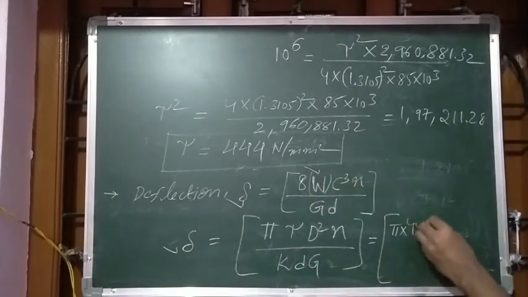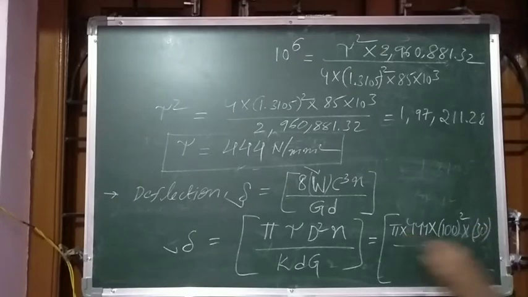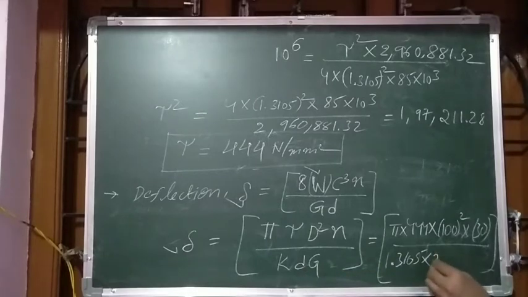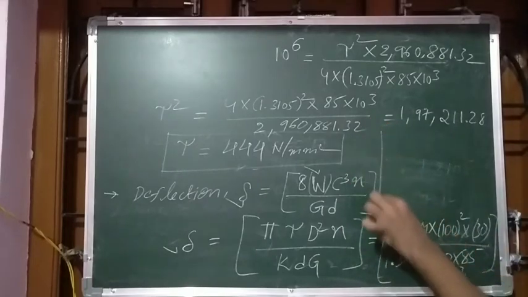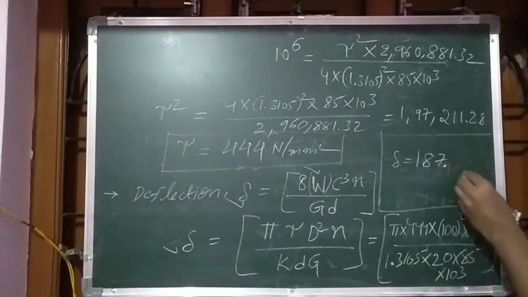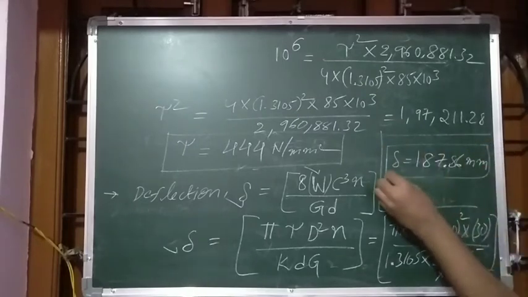We got it now: 444 into D square, the mean diameter 100 square, and the number of coils 30, divided by K, the wall stress factor, 1.3105, into d, the wire diameter 20, and shear modulus 85 into 10 cube. Just solve this expression using a calculator and you will get the final value of delta, 187.86 mm. This is the deflection of the helical spring.